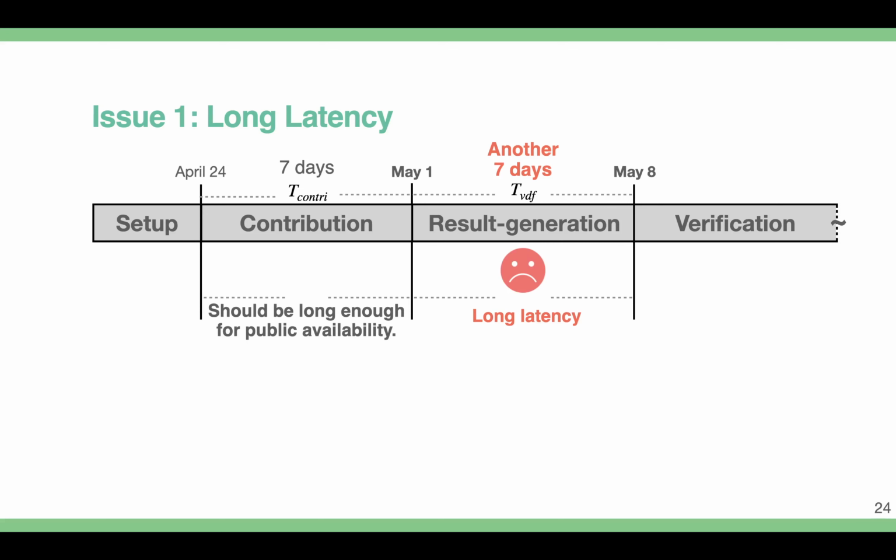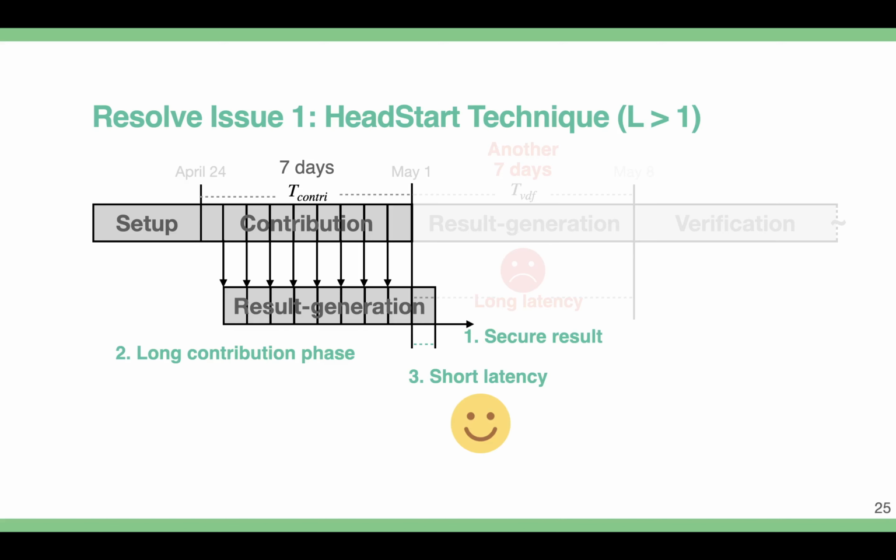Some may think that we can just shorten the contribution phase to reduce the delay. However, this shortened contribution phase is ill-suited for public participation events, which often need to last for several days or weeks to ensure fairness and availability for everyone. To resolve this issue, we provide a parameter L that can divide the phases of HeadStart into several stages, and HeadStart will keep propagating the secure access of every stage into the next one.